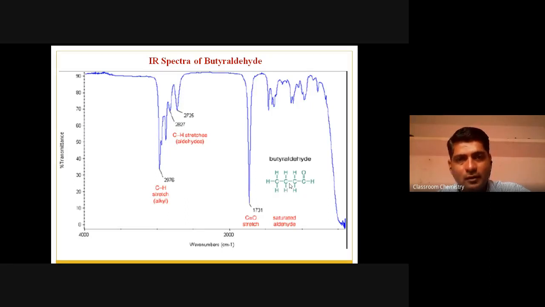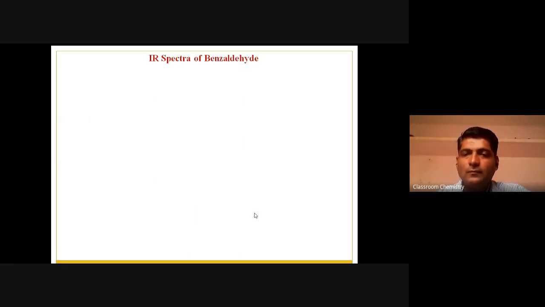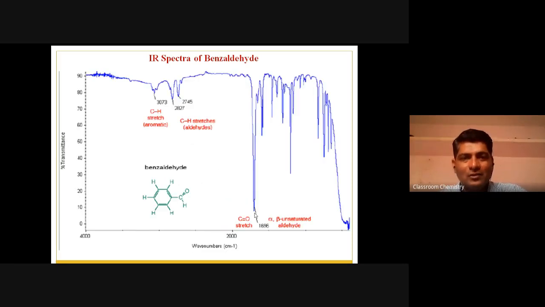Okay, this is the example of butyraldehyde. So you can clearly see this is the CH stretching of the alkyl group, the CH stretching of the aldehyde here, and this is the carbonyl stretching of the aldehyde compound, 1731 centimeter inverse. So we have seen also benzaldehyde. You can see that in benzaldehyde, the CH stretch is around 2827, and the carbonyl stretching frequency is around 1696 centimeter inverse.